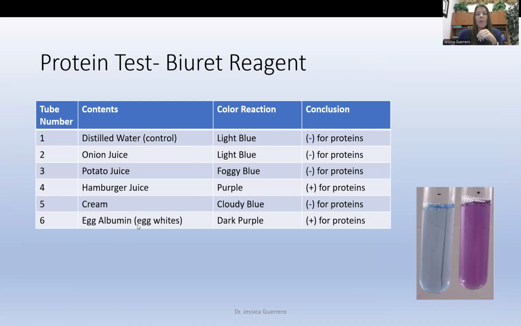Then as we tested these other ones, we looked for a color change. One of the foods that we talked about being for sure positive for proteins was egg whites or egg albumin. And so when you set that up and you added the Biuret reagent to it, it turned this dark purple color. So we knew for a fact that was what a positive protein test looked like, and this is what a negative protein test looks like. Again, controls are really important when you set up your experiments so you know what positive and negative look like. Outside of that, remember protein test, Biuret reagent, and what a positive and negative result look like.